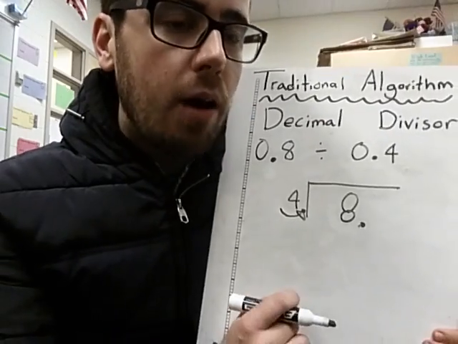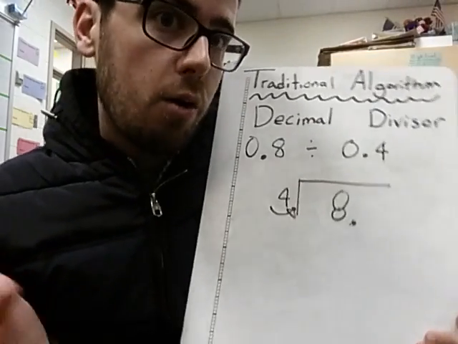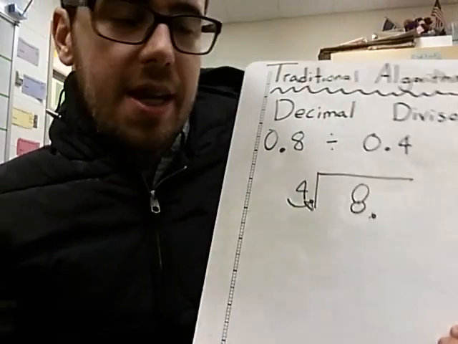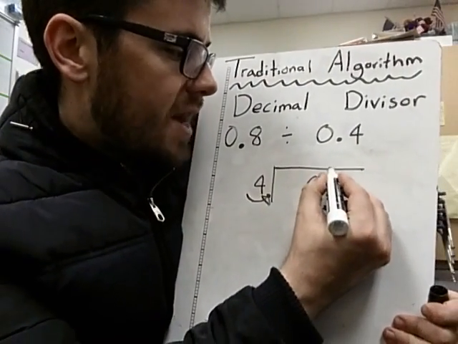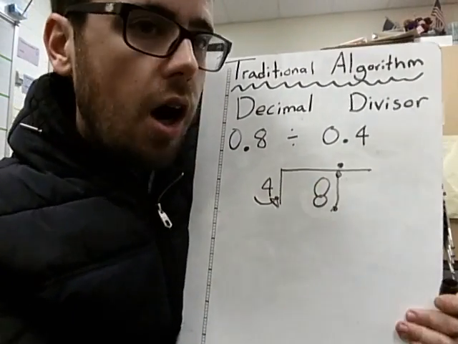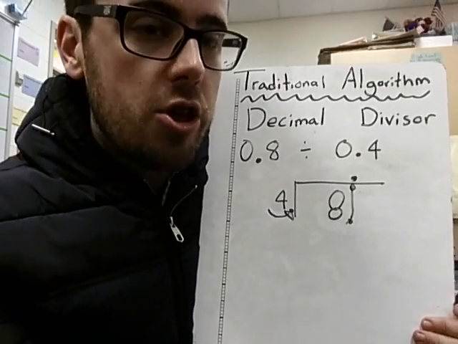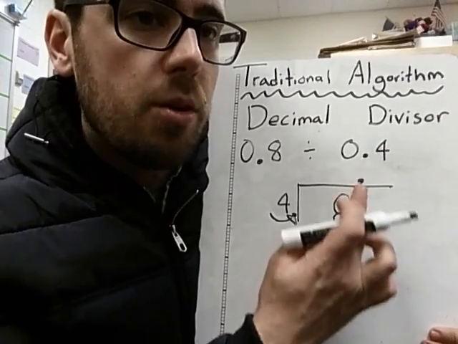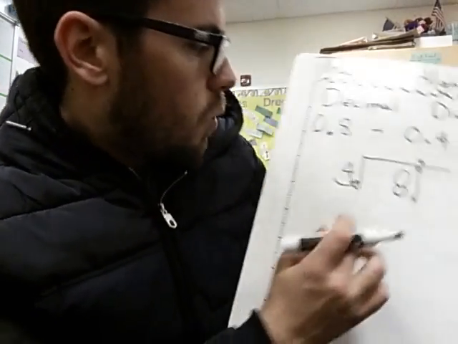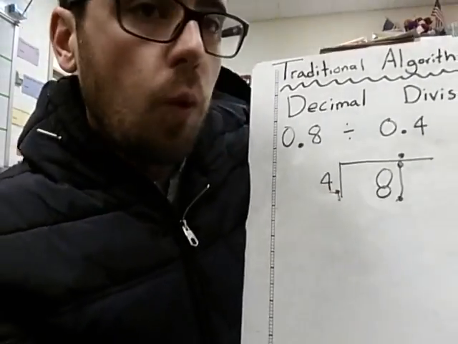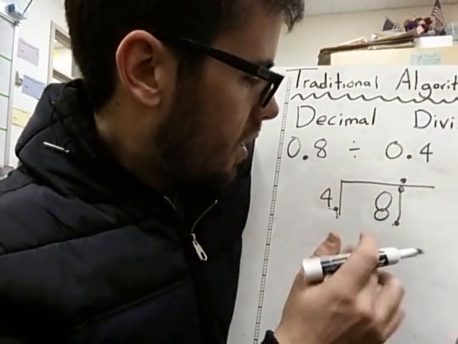Much easier problem now. But instead of saying, oh man, it's going to be easy, I'm going to go ahead and put my decimal up here, just like we usually do when we're dealing with decimal division and the traditional algorithm. We line up our decimals, okay? So we're going to use just regular 4 divided by 8, or 8 divided by 4.